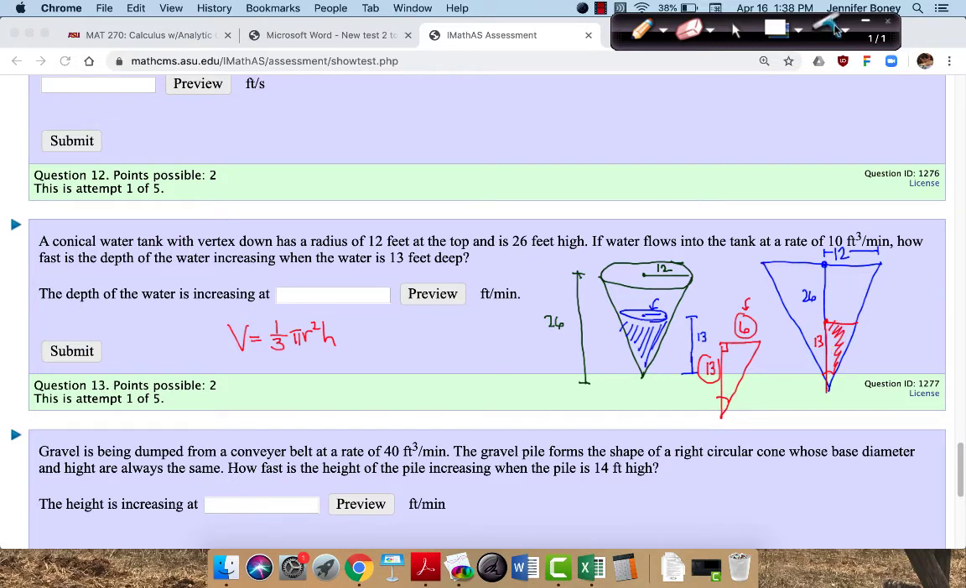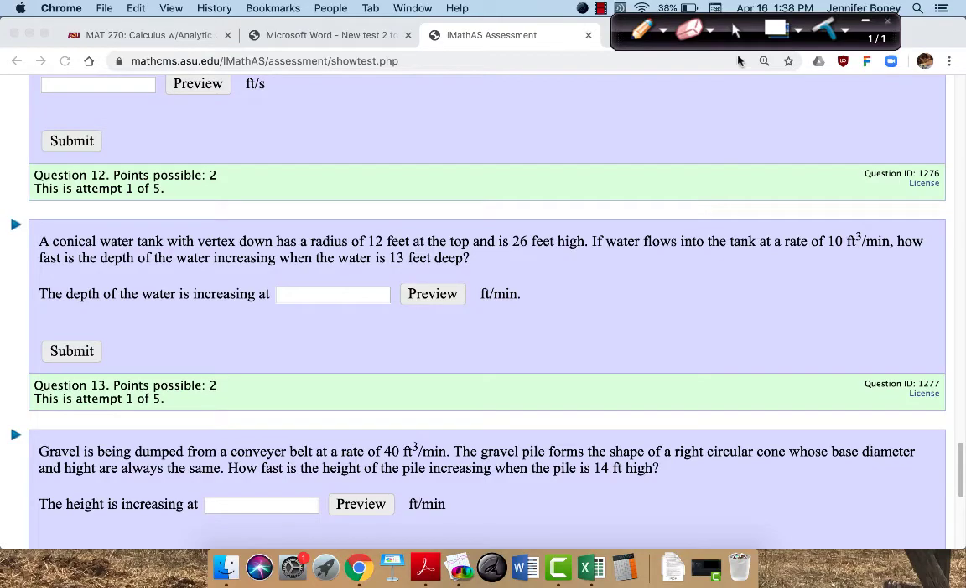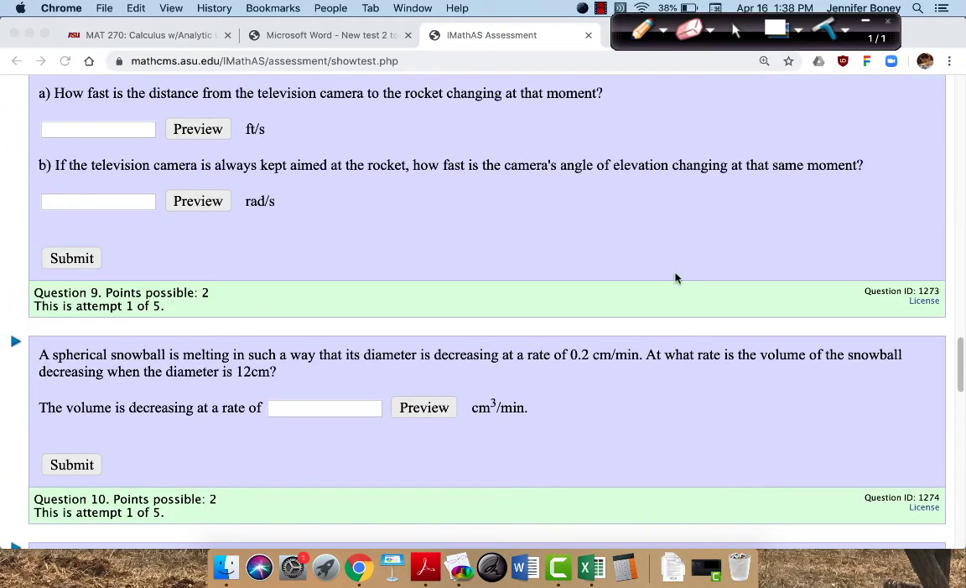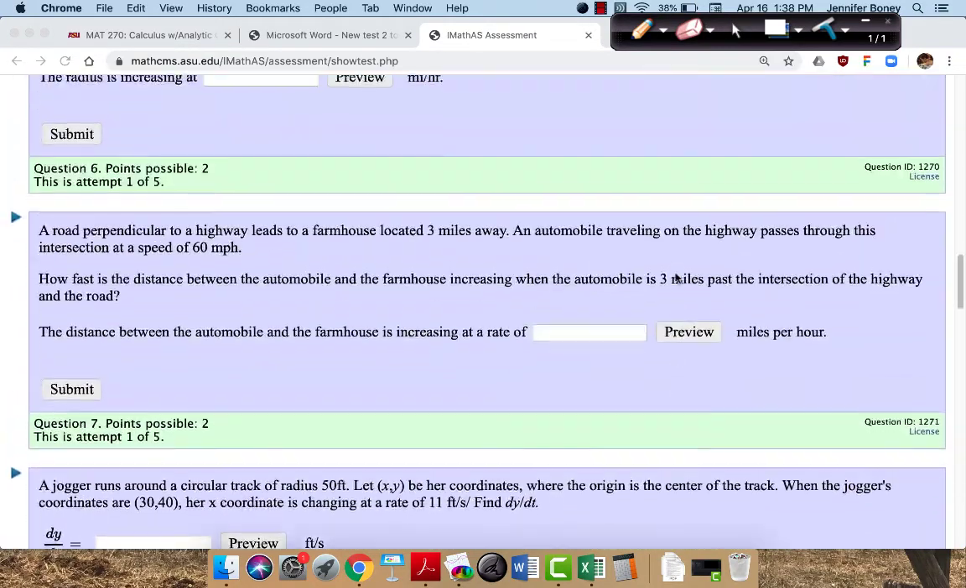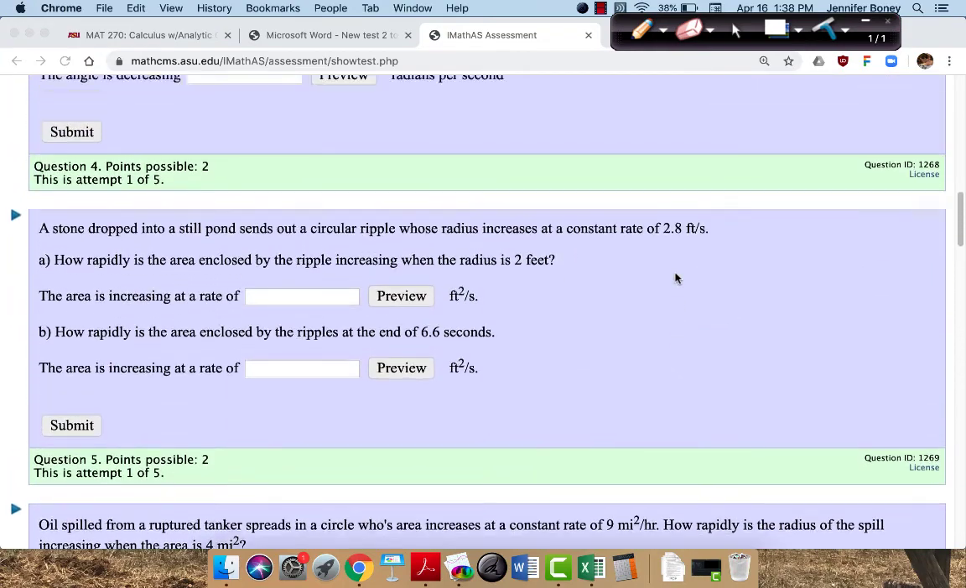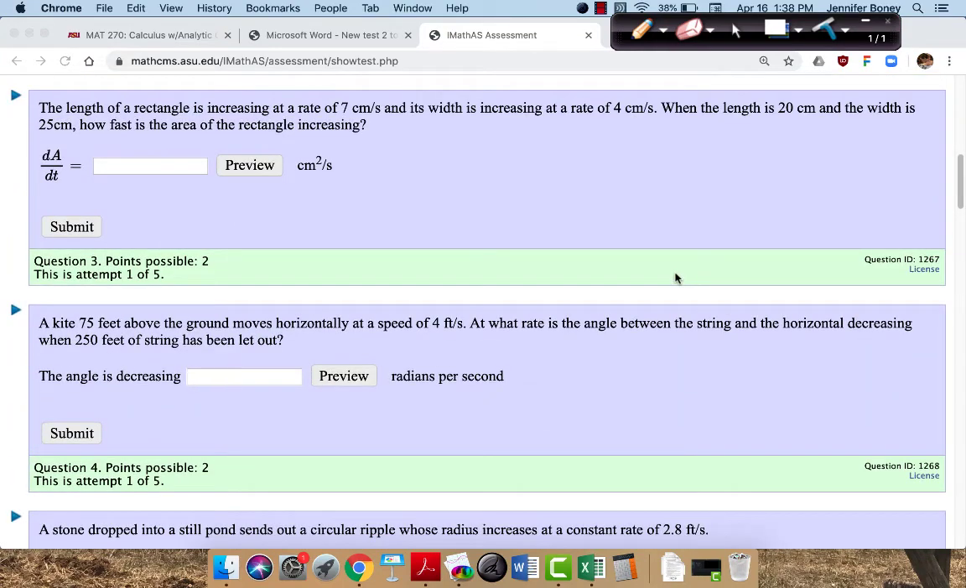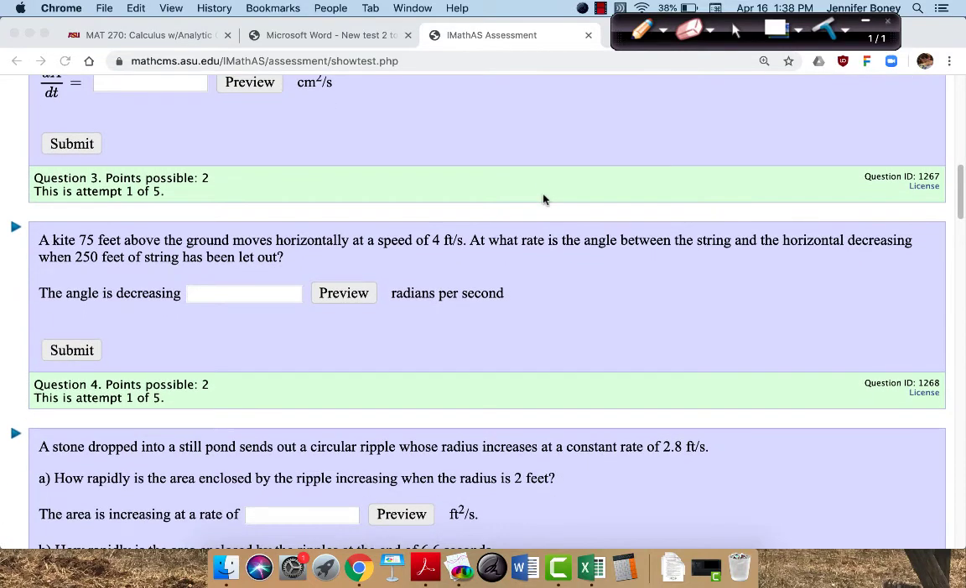All right, so one other thing I wanted to point out that has some trigonometry involved. Let's see, where is it? I believe it's up in the first 5 questions. Maybe? Yep, kite. So a kite is 75 feet above the ground, moves horizontally at a speed of 4 feet per second. And we want to know at what rate the angle between the string and the horizontal is decreasing when 250 feet of string has been let out. So let me move this up a little bit.